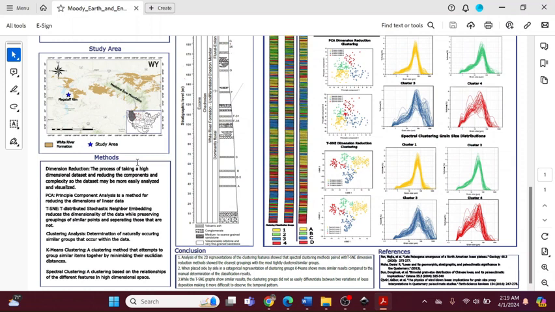For our machine learning methods, we use both dimension reduction methods and clustering analysis methods. In terms of dimension reduction, this is the process of taking high dimensional data and reducing the components so it can be more statistically analyzed and visualized, and we used principal component analysis and t-distributed stochastic neighbor embedding. For our clustering analysis for our actual grouping, we were able to use k-means clustering and spectral clustering.